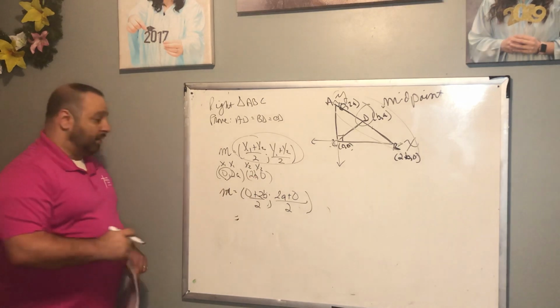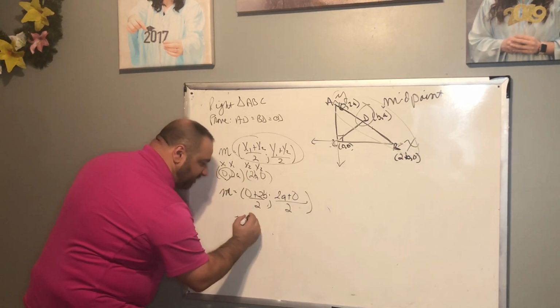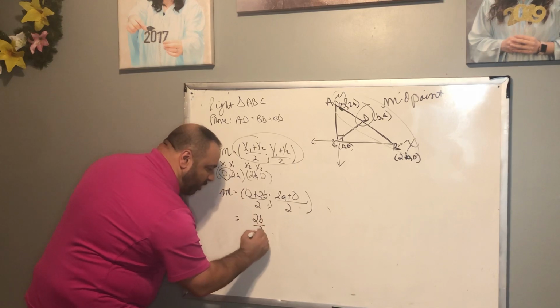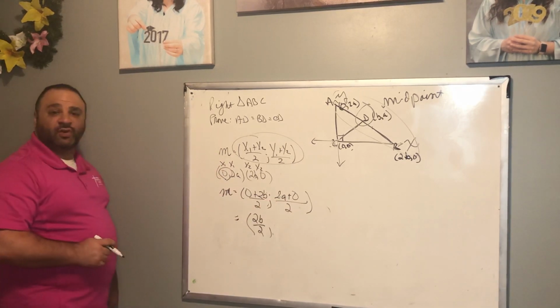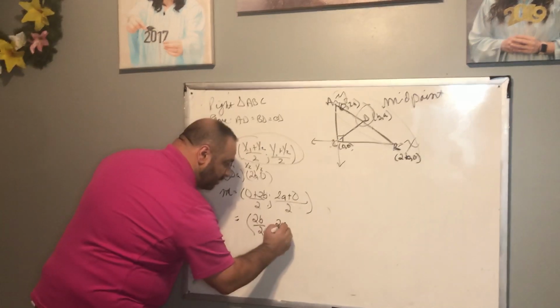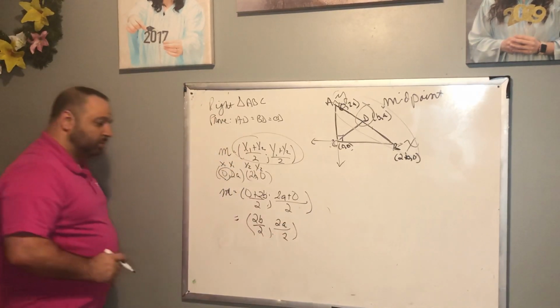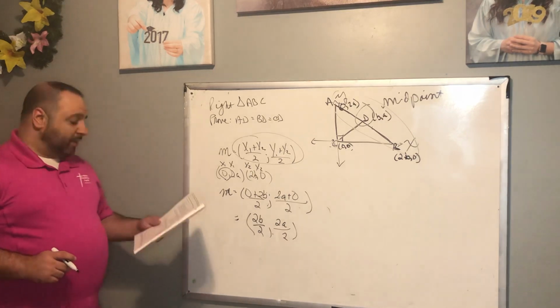2b. Now, I'm going to take it one step at a time so we can see exactly what's happening here. So we have 2b over 2, right? And then we have 2a plus 0 equals 2a over 2. Now what happens to my numbers here?